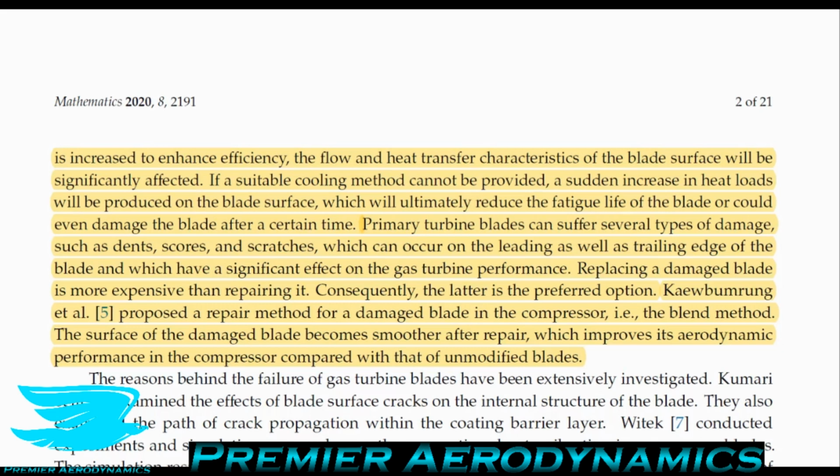But now with 3D printing, it's pretty cool. They can even print blades quite well. So anyway, let's move on. Primary turbine blades can suffer several types of damage. Oh, we already covered that, sorry.